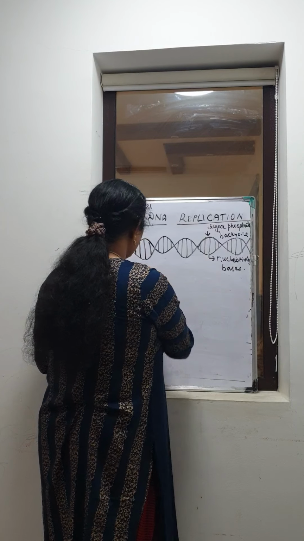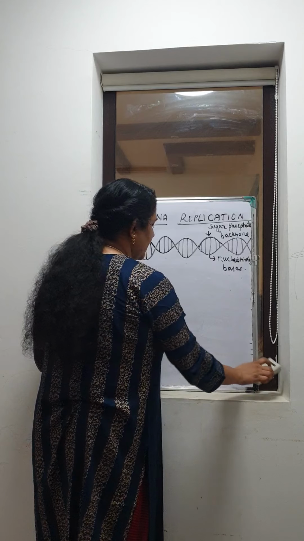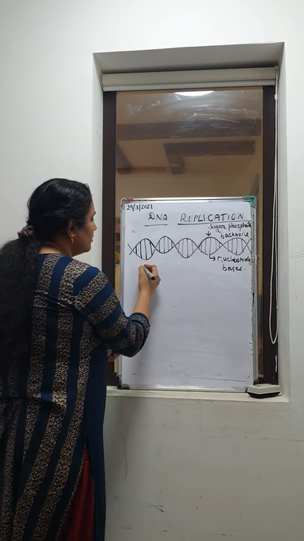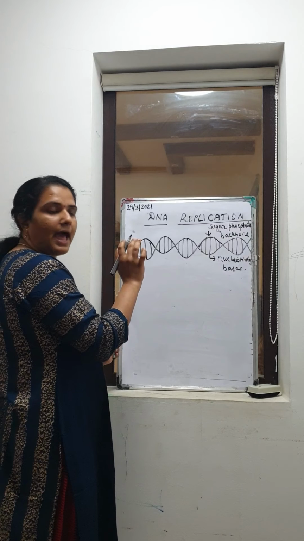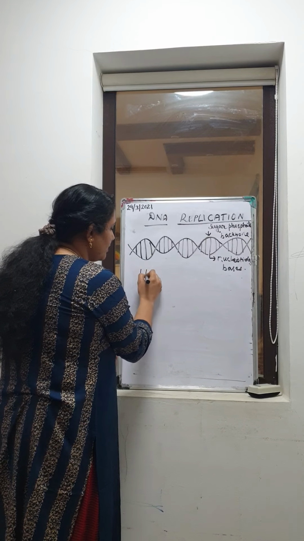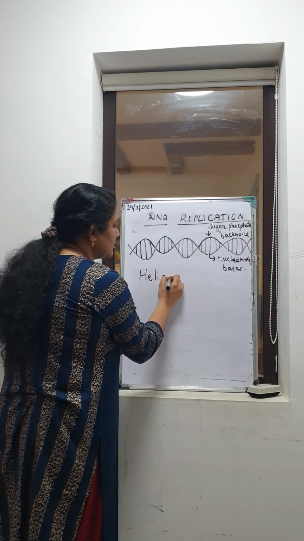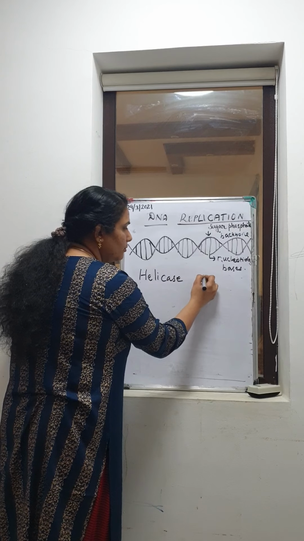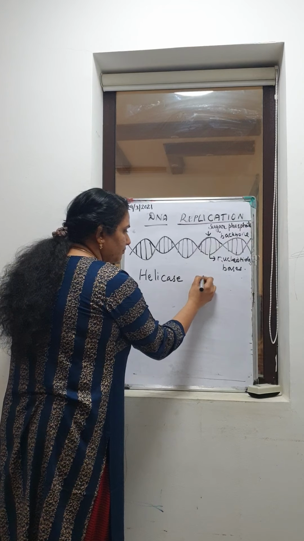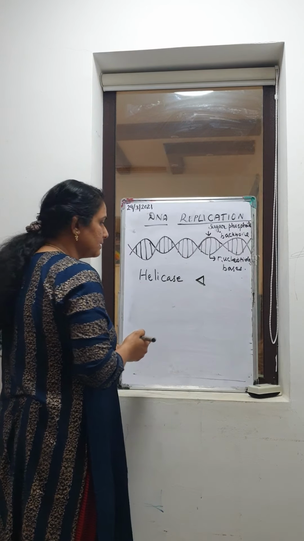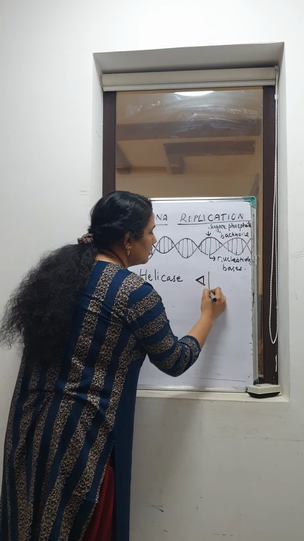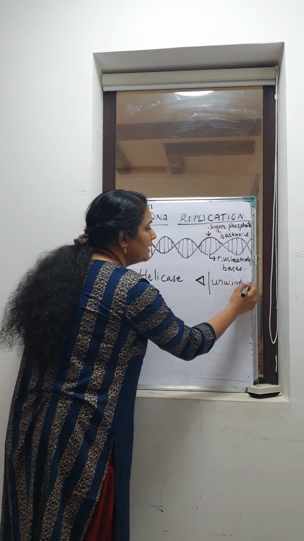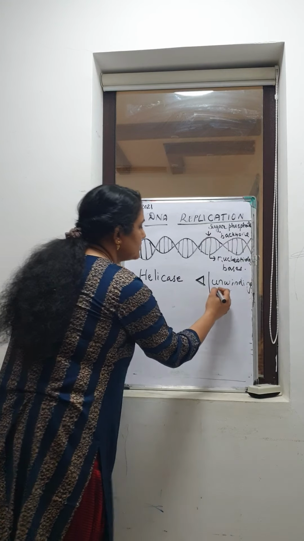Now, I'm just going to explain in detail how the enzymes are acting. I told you there are several enzymes acting upon DNA replication. One of the first enzymes is helicase. We can give the sign of the helicase like this. The work of the helicase is unwinding the strands.